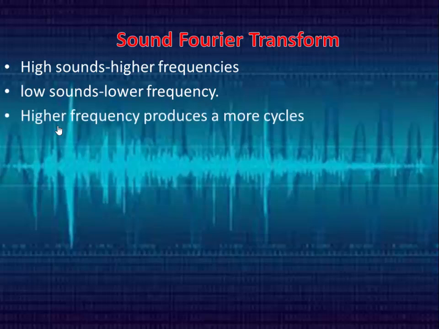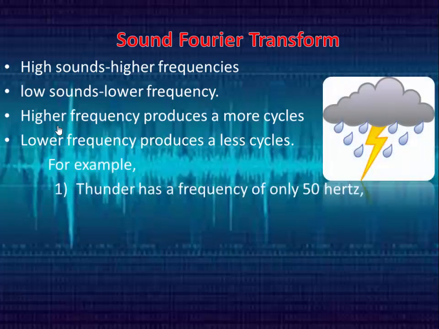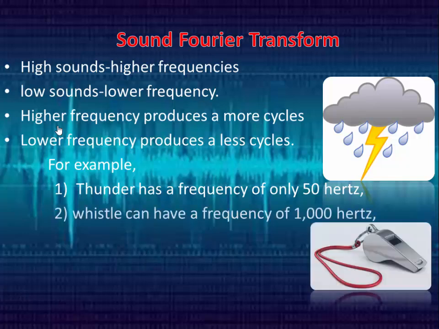Right? So higher frequency produces more cycles. Cycles are produced more in higher frequencies. When I say lower frequency, it produces very few cycles. For example, thunder has a frequency of just 50 hertz, maybe a maximum of 100 hertz. You can hear the thunder sound. Go out one day, stand outside and you can hear the thunder sound, in the rainy season, not in the summer season, right?